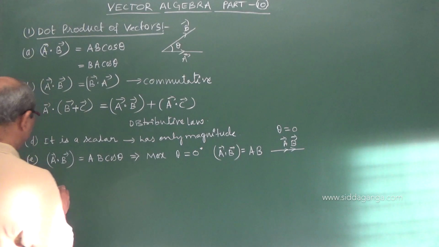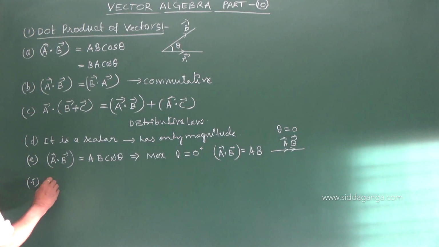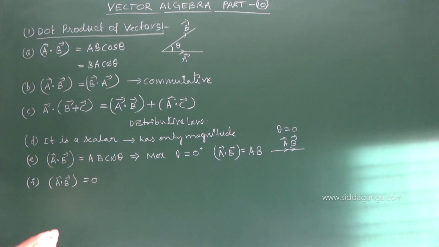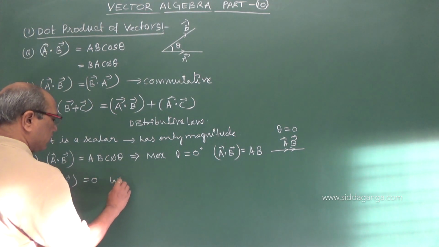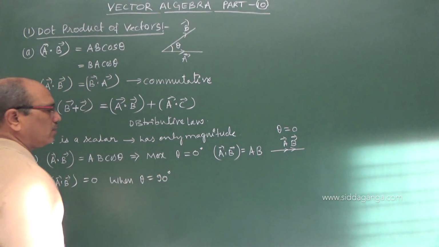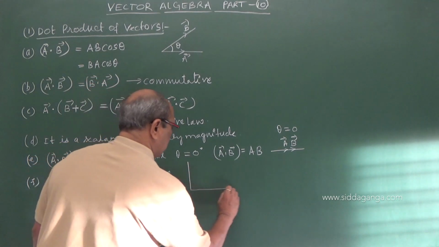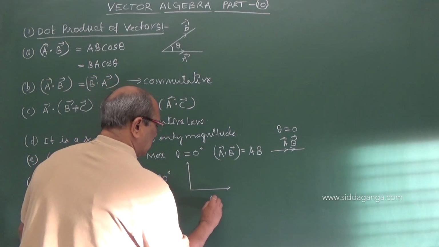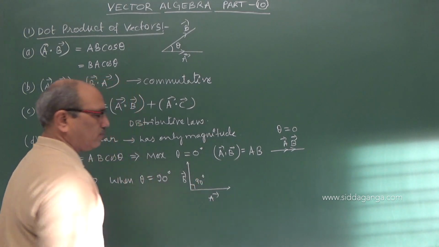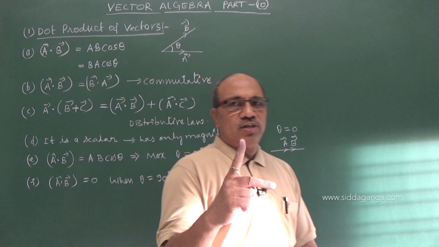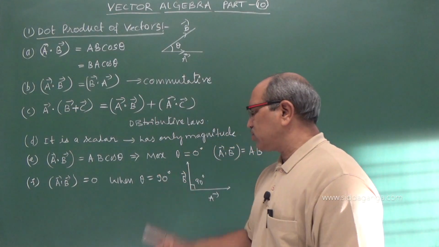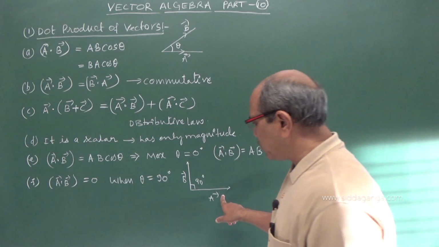Another, A dot B becomes 0 when theta is 90 degree. The dot product vanishes when A and B are acting perpendicular to each other. When A and B are acting mutually perpendicular to each other, A dot B vanishes, does not exist, loses its property.